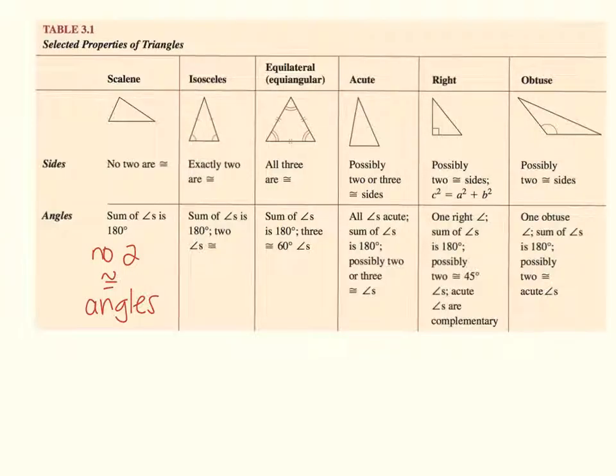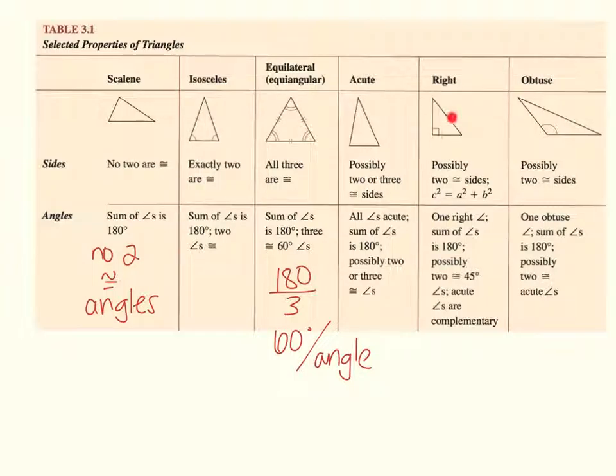Equilateral, we also talked about the other day being equiangular. This tells me all three sides are congruent, which tells me that all of these angles are congruent, which means if we take 180 and divide it by 3, I get 60 degrees per angle. Okay, so that's important to remember when you talk about equilateral and equiangular triangles, that it's 60 degrees for each of those angles. All right, when we talk about an acute triangle, we could have 2 or 3 sides congruent, it just depends. All of the angles are acute, they all add up to 180, and we could have 2 or 3 that are congruent, it just depends.